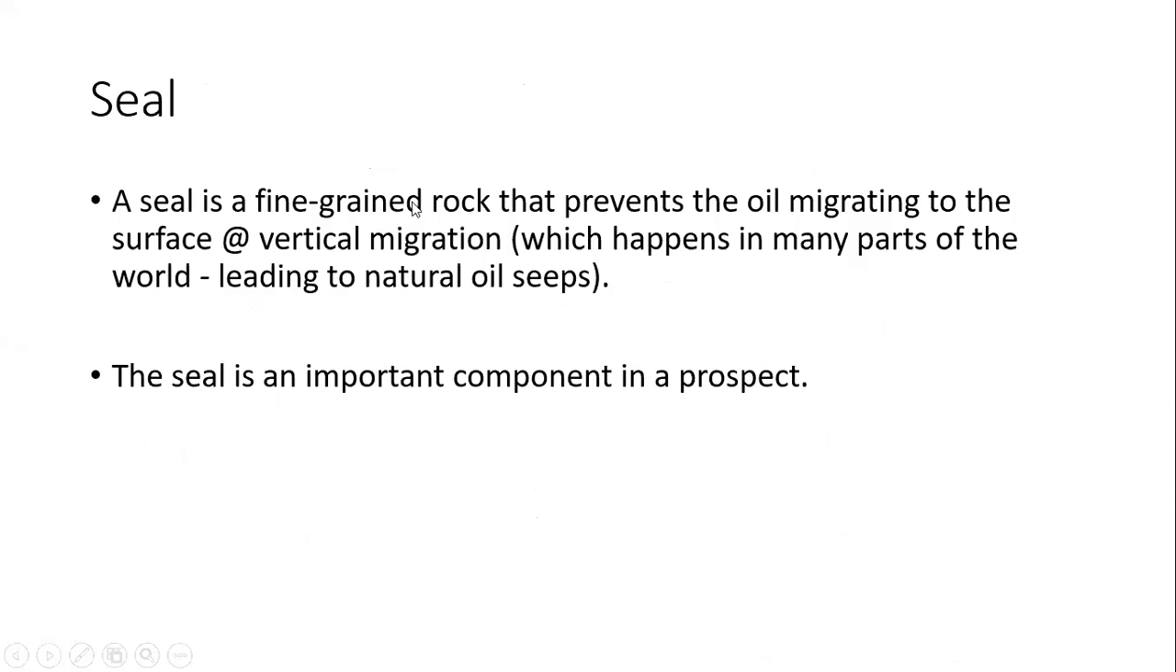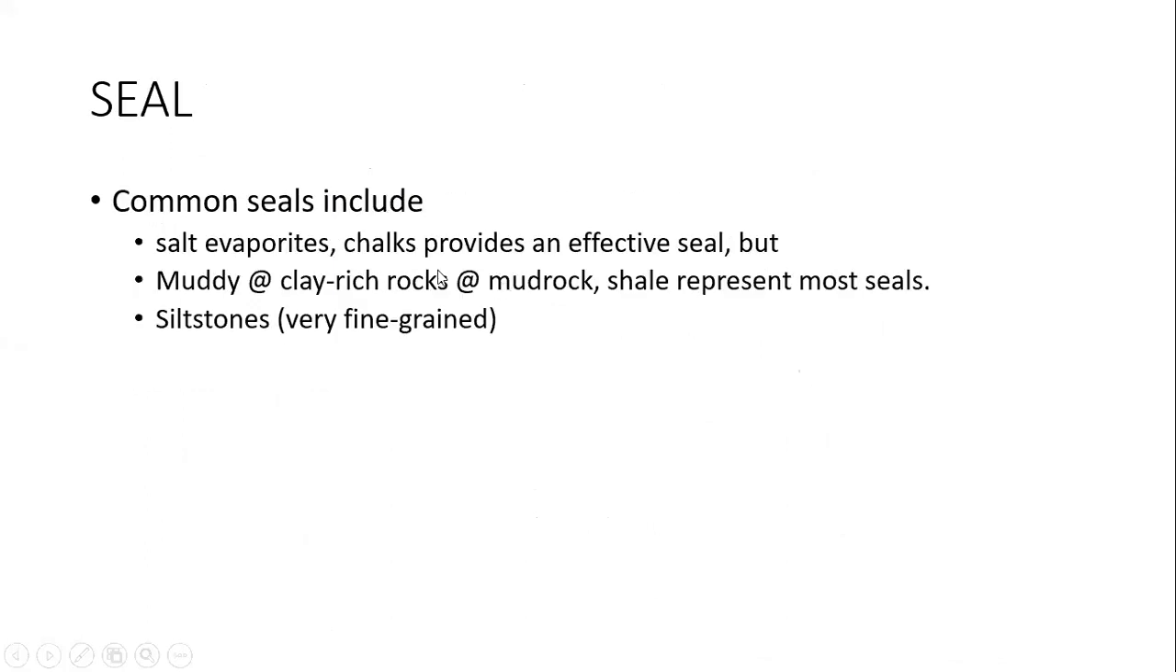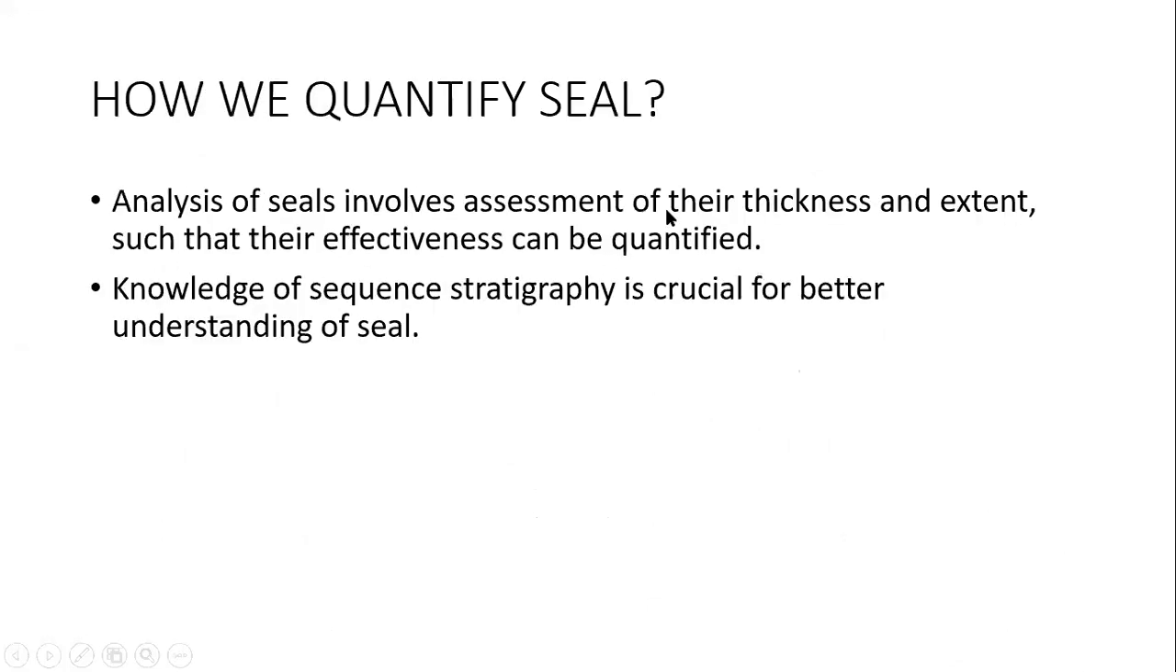So a seal is fine grained, meaning the particles are fine, meaning smaller. That prevents the oil from migrating upward. So there are so many seals available: salt, mud, and siltstone. Very fine particles, like wheat flour or rice flour you use at home for cooking. That kind of small. So the smaller the size of the grain, the less the porosity or permeability, and that's how we seal. Sometimes the reservoirs are sealed with it.